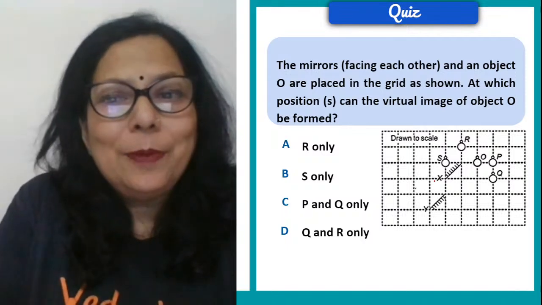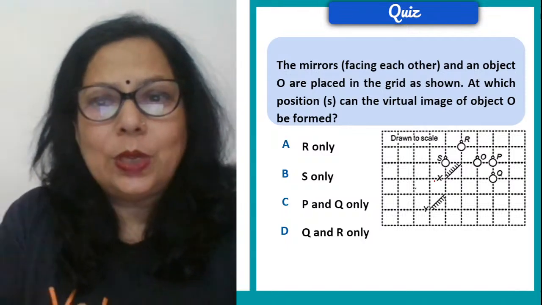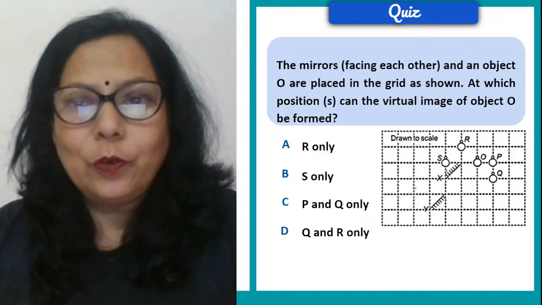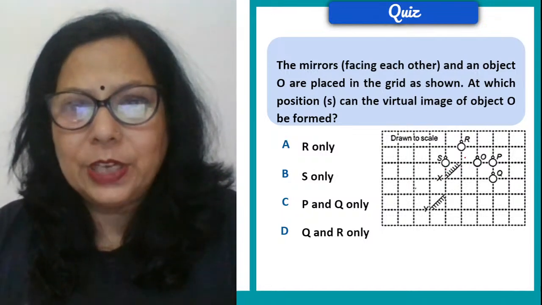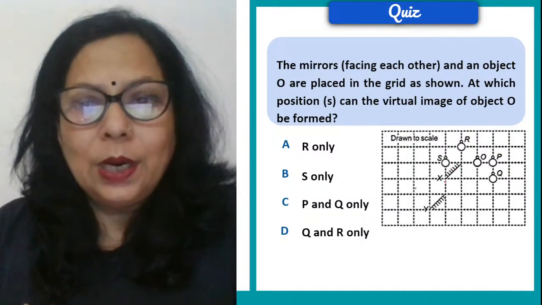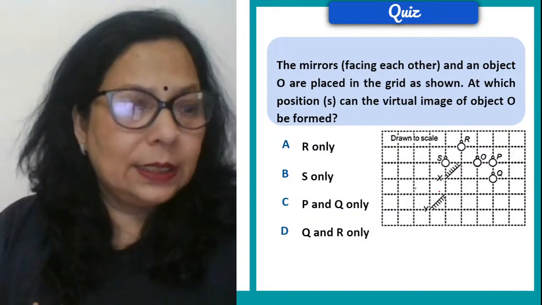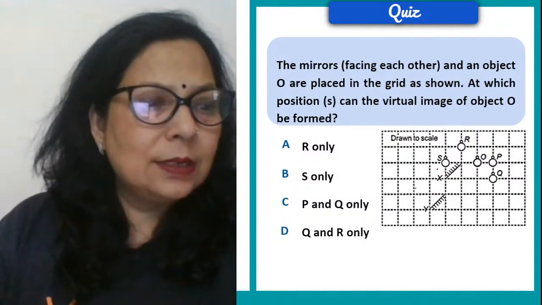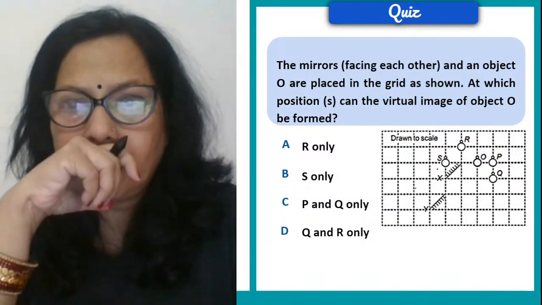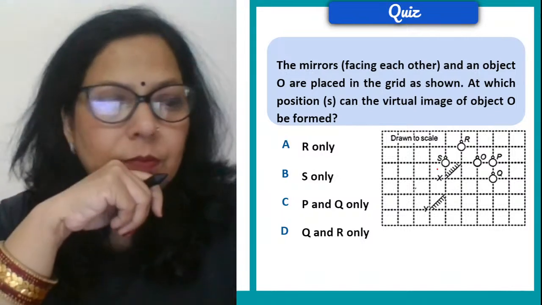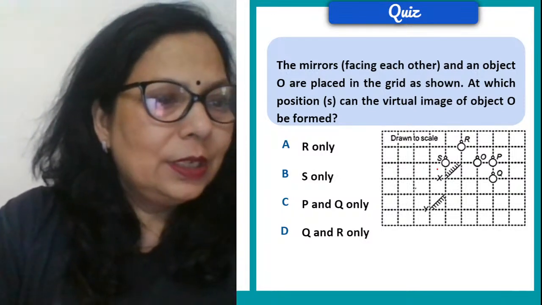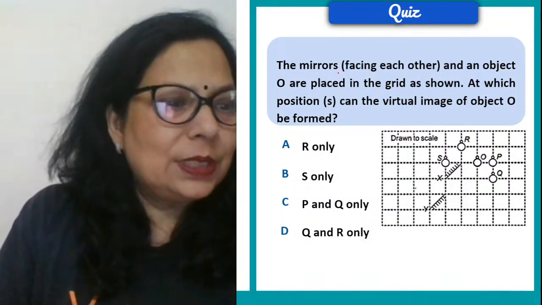Yes, because the image formed by the plane mirror is virtual and erect. So the image formed of O on this mirror X will work as the object for the other. So what will be your answer? Where will you see the images? Waiting for your answer. How many of you? Yes. Come on, tell me that you are answering.